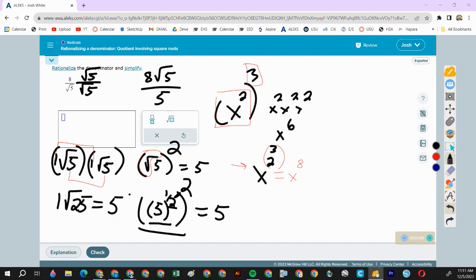When I get here, now I need to check, can I simplify anything there? Well, nothing on the inside of a root can be simplified, canceled, with anything outside of a root. So these are not simplifiable. And then we check those. 8 and 5 have no common factors, so there's nothing we can do.